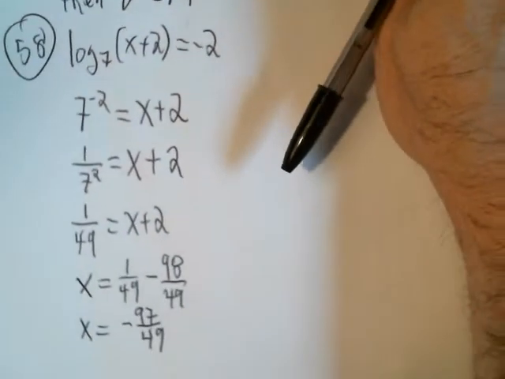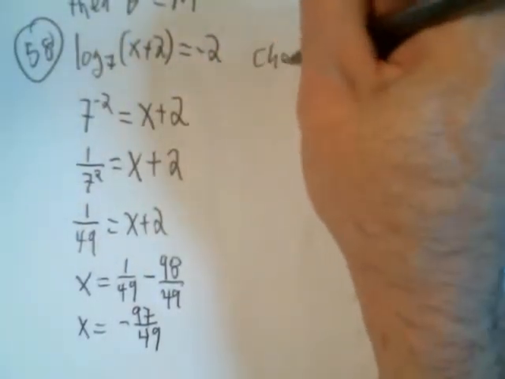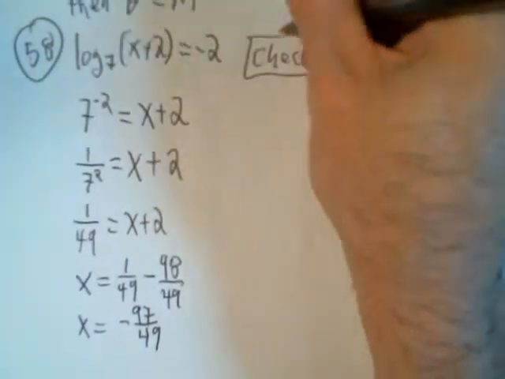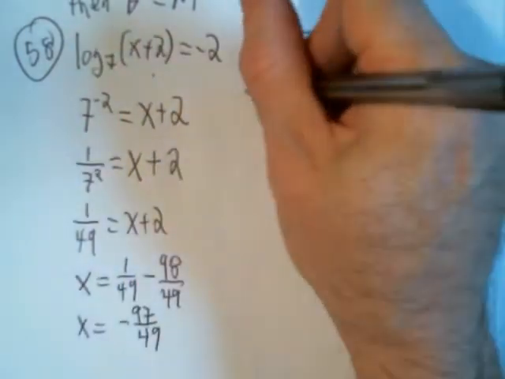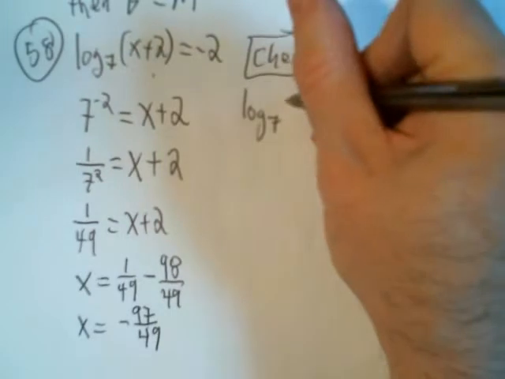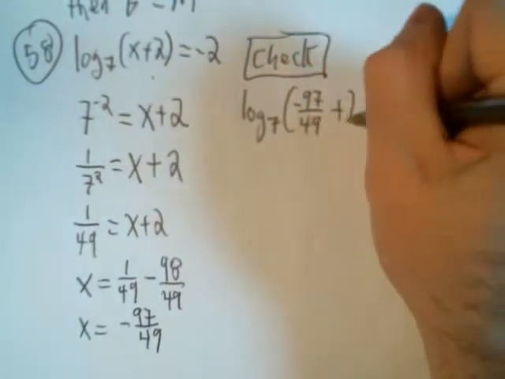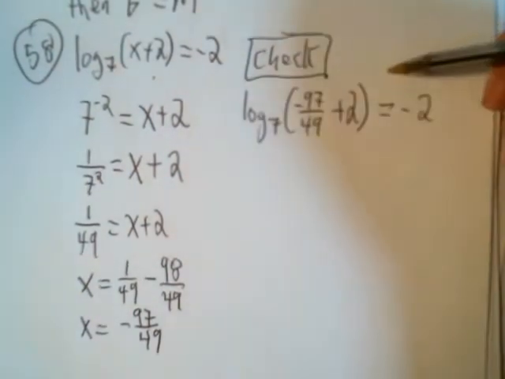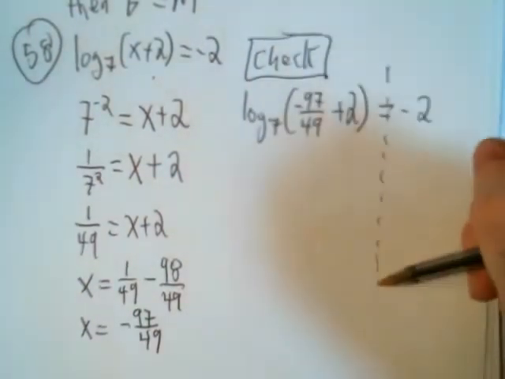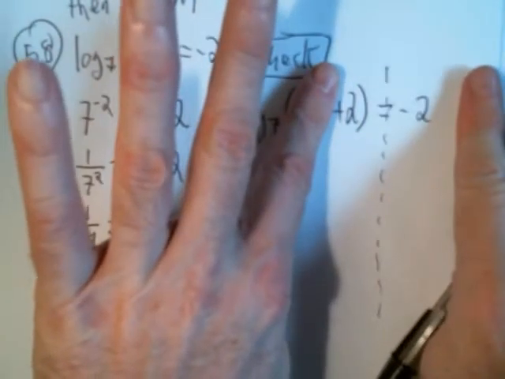So we have to check that, right? So zip over here and do our check work. And when you do your check, you're putting it into the original expression. So we'll have log base 7 of negative 97/49 plus 2. And on the other side, we have negative 2. When you do these checks, you cannot be moving stuff around. You're keeping it separated, okay?